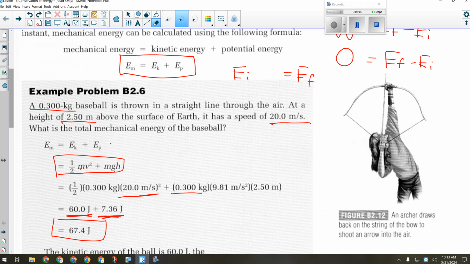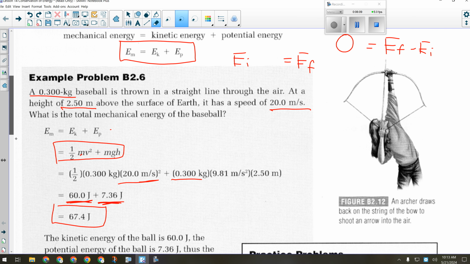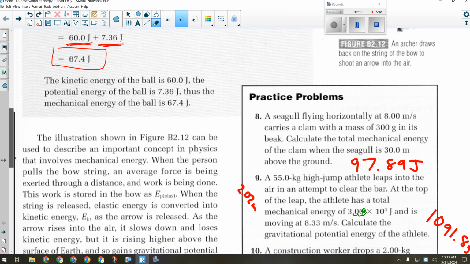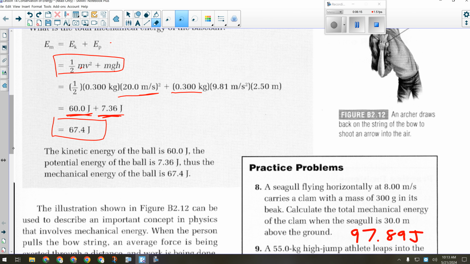Okay, fairly simple calculation. Really just plugging in numbers here, right? Okay. I would like you guys to try, let's say just for right now, question 8.